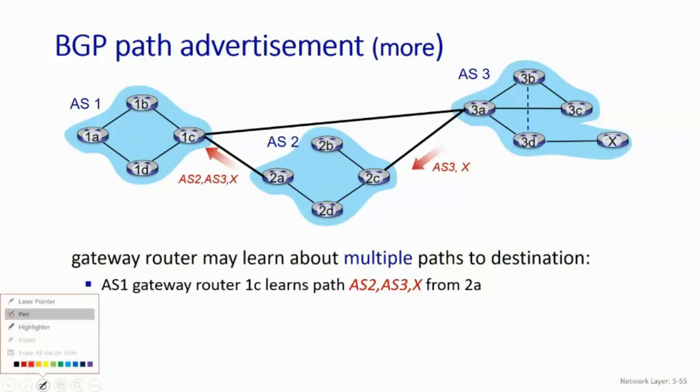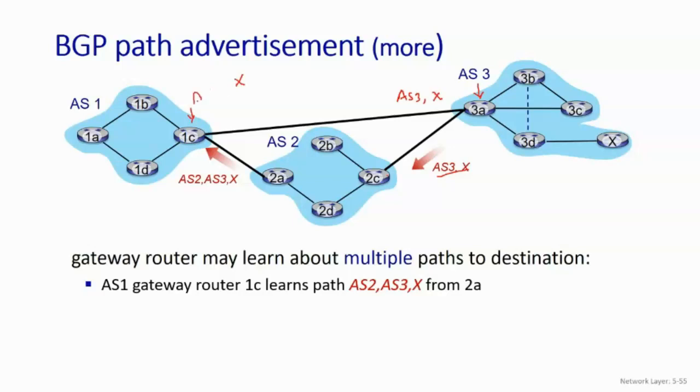So the existence of X, 3A just transmits the existence of X to this gateway router as well as this gateway router. Okay, so AS3, X. Now this 2C receives two messages for reachability of X. One is AS2, AS3, and another route is AS3.